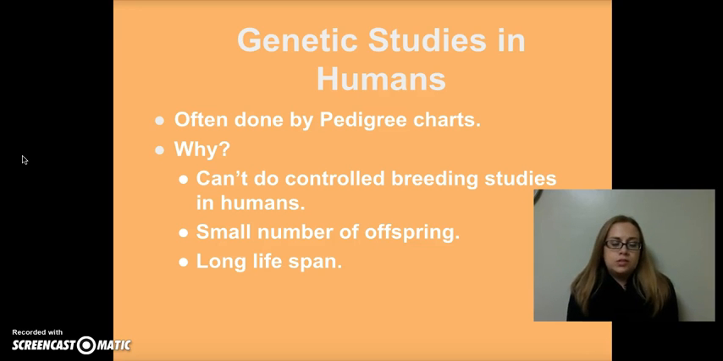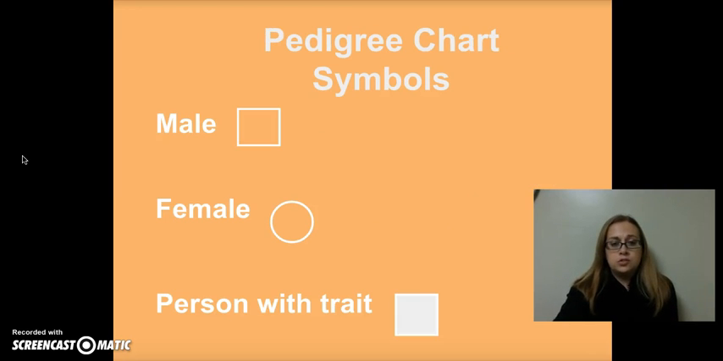So these studies are hard because you can't do controlled breeding studies in humans like you could, for example, with Mendel and his pea plants. And there's lots of reasons for that. One, ethical reasons. Two, humans produce a fairly small number of offspring and have a really long lifespan, so it's just not feasible to conduct a lot of genetic studies in humans. And so instead what we do is we use pedigree charts to track somebody's family history for certain traits.